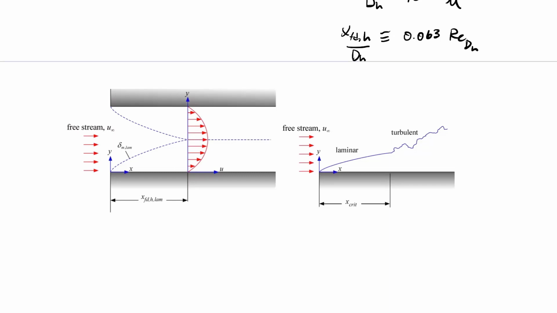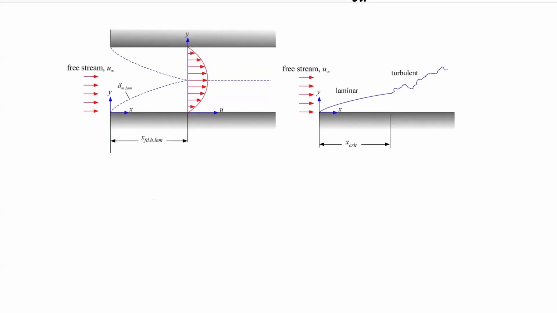So just doing that real quick, here we said that X_FD,H, we'll call this H laminar, right? So X_FD,H laminar is approximately equal to 0.063 D_H times the Reynolds number at D_H.